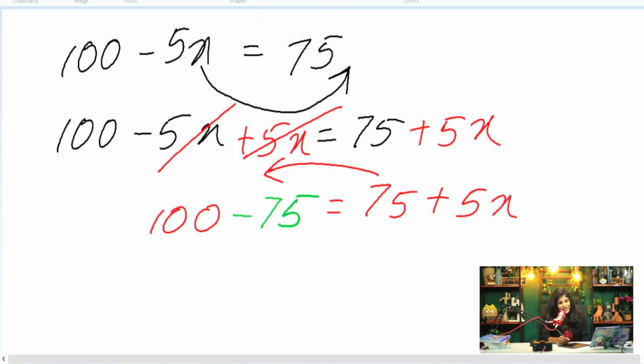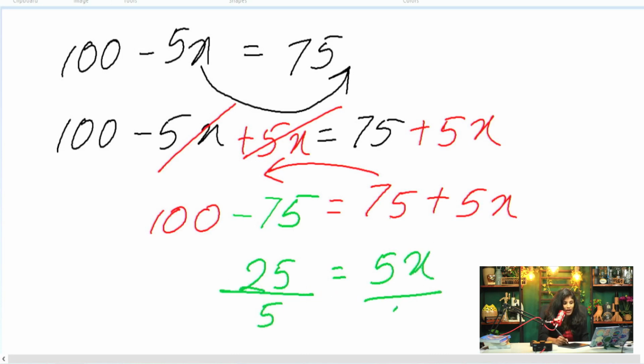Okay, 75. So 100 minus 75, that is 25 equals 5x. So divide both the sides by 5. This 5 and this 5 are cancelling now. 25 divided by 5 means, yes, that's 5. X equals 5. As I don't have enough space, I will carry the answer to here. So x is equal to 5. Done.